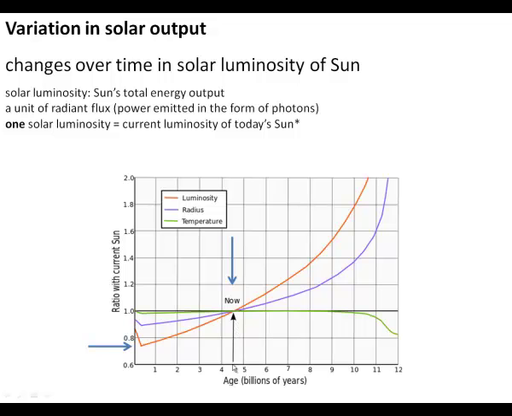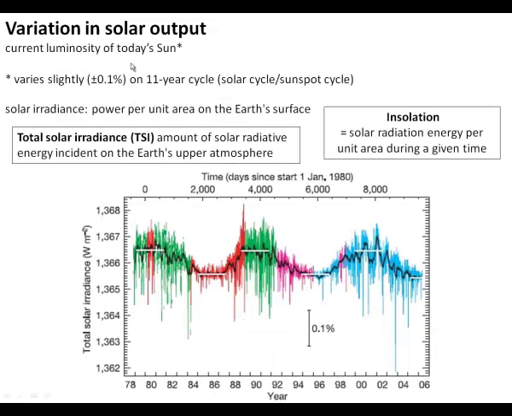If we go backwards, the Earth's 4,600 million years old. So if we go back to when the Earth was formed, you can see that the solar luminosity was probably only about 70 to 80% of what it is today. Now, as it happens, the current luminosity of today's sun, which we've scored as 1, of course, varies slightly by a fraction of a percent on an 11-year cycle that's known as the solar cycle or the sunspot cycle, and that's what's shown in the fluctuations on this graph here.